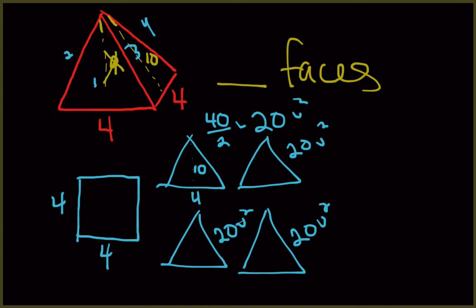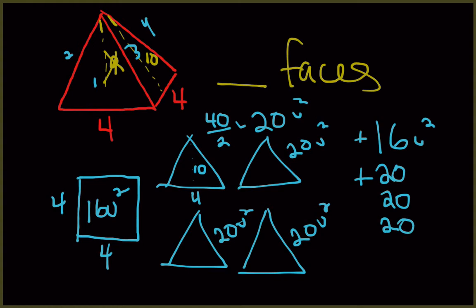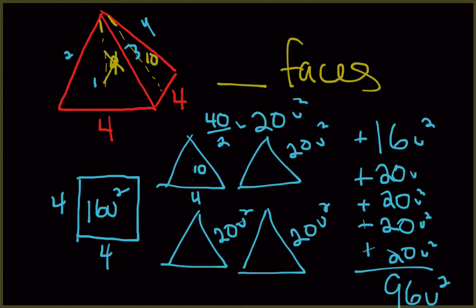Okay, over here, 4 times 4 gives me 16 units squared, and I can now calculate my total area, which is 96 units squared. Okay, so hopefully you're able to figure that one out. If not, maybe you might want to watch back through the example again or go back to the original example.